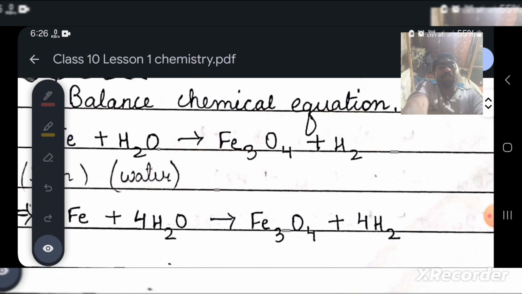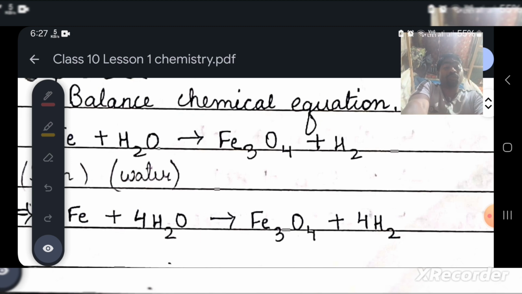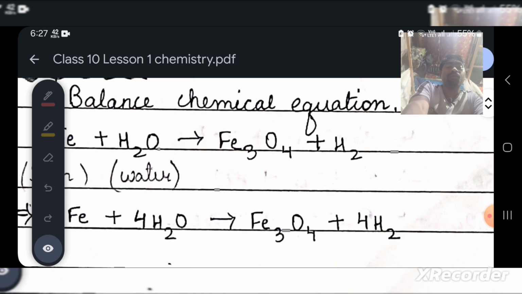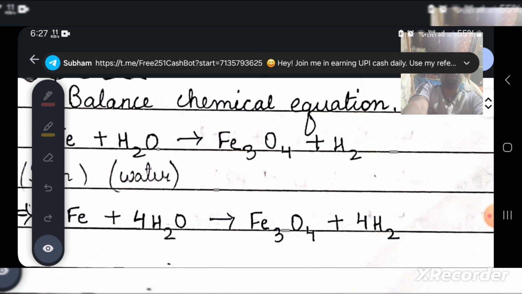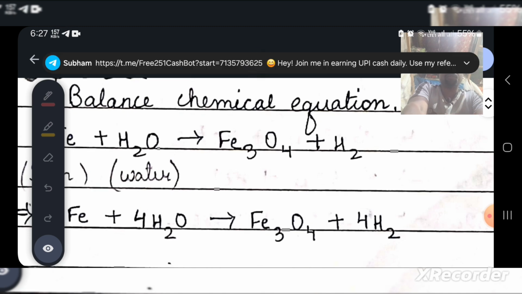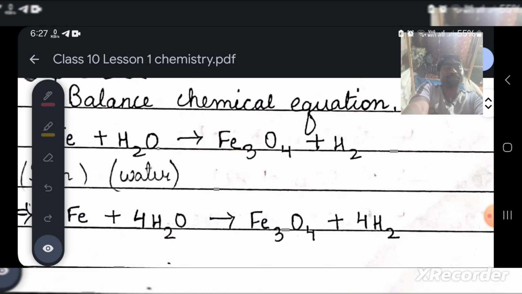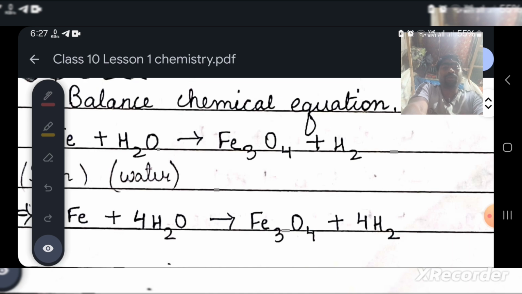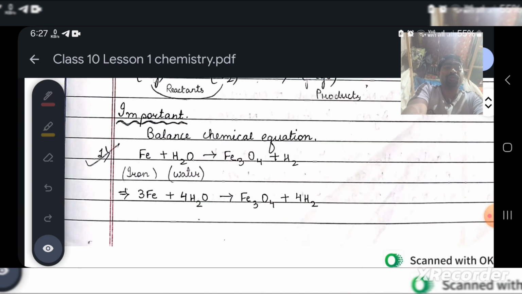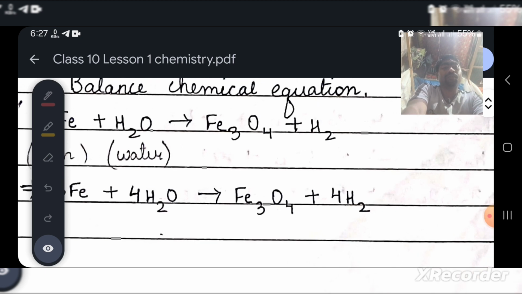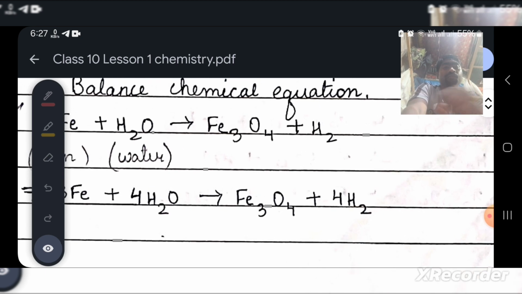As on the reactant side there is 1 oxygen, we'll put 4 in front of the whole H2O. We cannot put it behind the O or in the middle of hydrogen and oxygen. We have to put it before the molecule. H2O is a molecule, so we put 4 before the molecule. Now you can look, there is 4 O on the reactant side, and on the product side there is also O4, means oxygen is 4 in number on both sides.